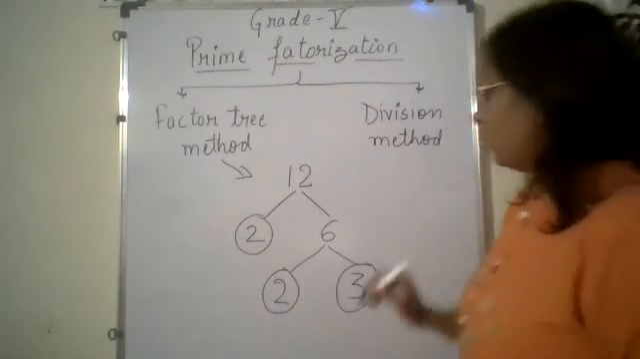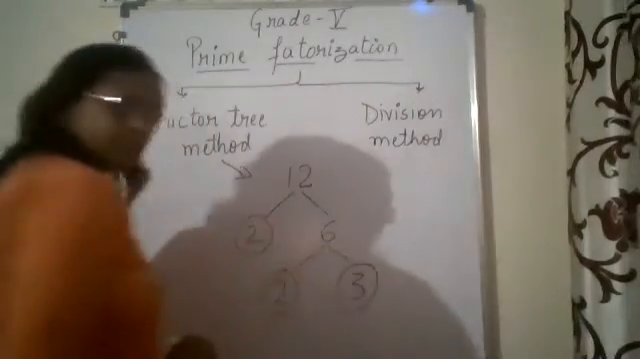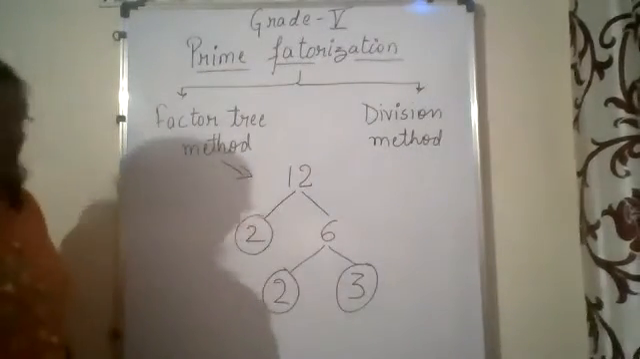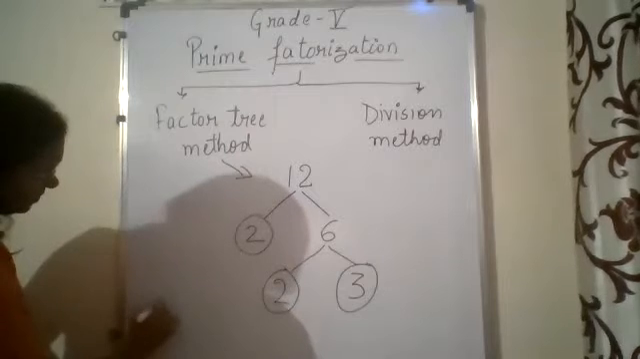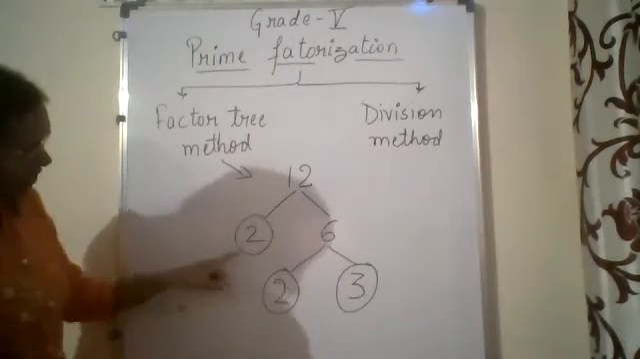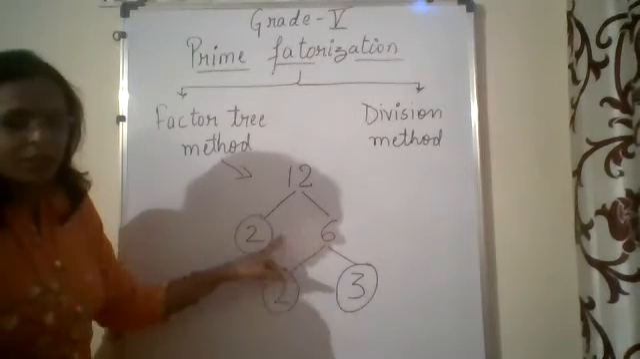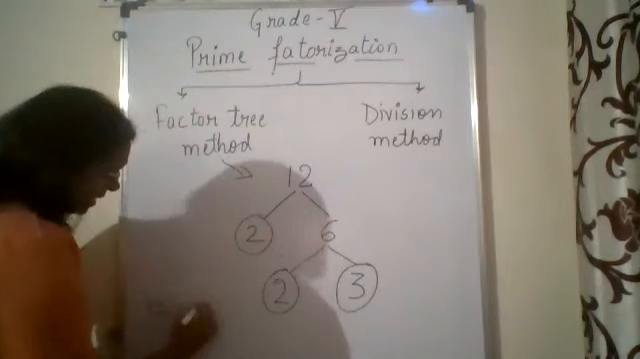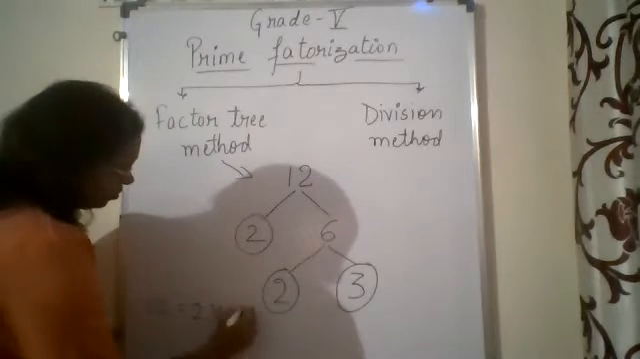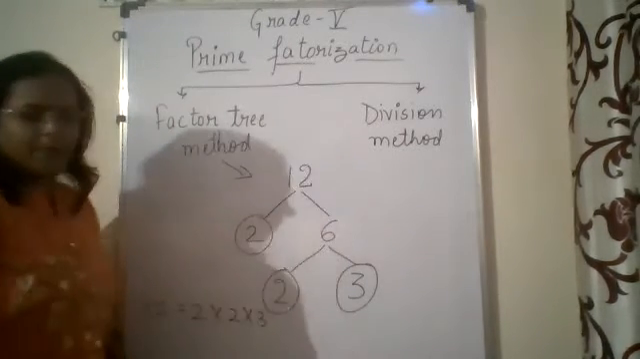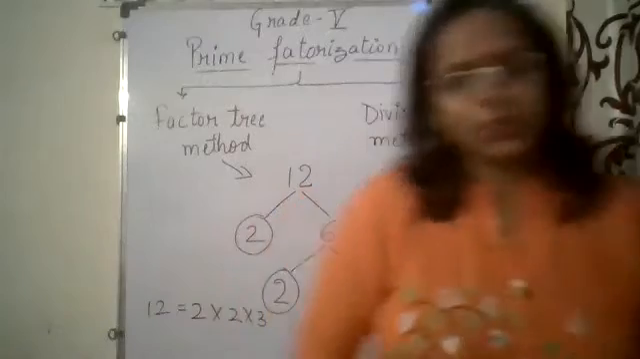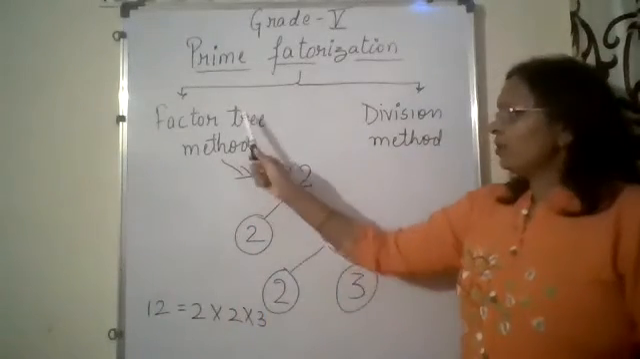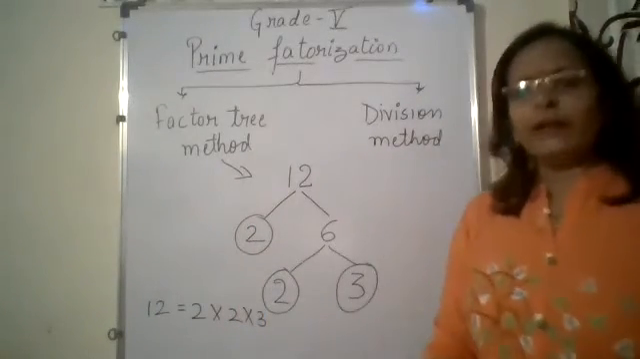So you can write 12 as the product of these prime numbers, that is 2 into 2 into 3. I hope it is clear to everyone. So this is what it is. Let me give you another example.